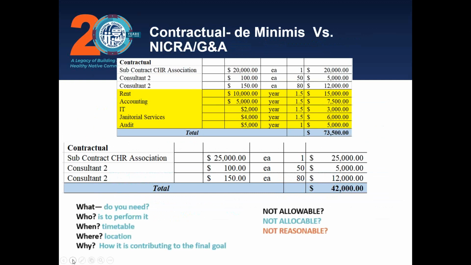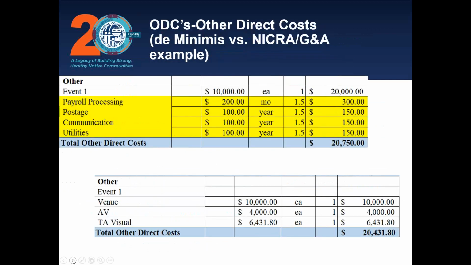On the second part, you will see that I am only including a subcontract for the CHR association, a consultant, and another consultant. That is because those are going to be contracts for the project specifically, and I'm not including the fixed costs because then we have a specific rate that we have agreed on with the government that we will charge at the end of our project. We will just add a 20% or 10% depending on what you have negotiated. Next one, please.